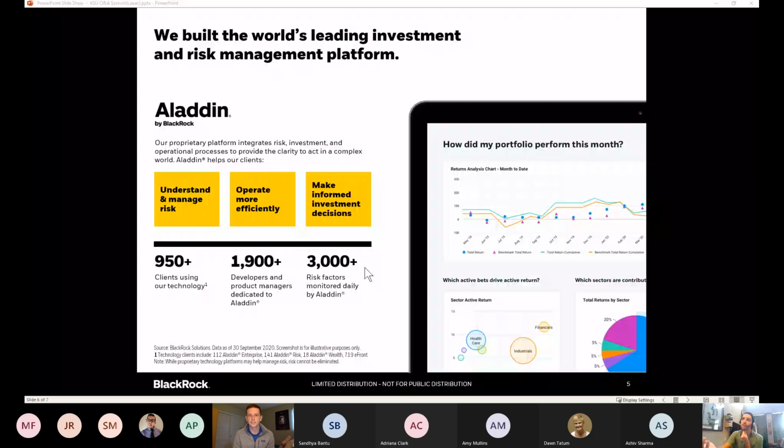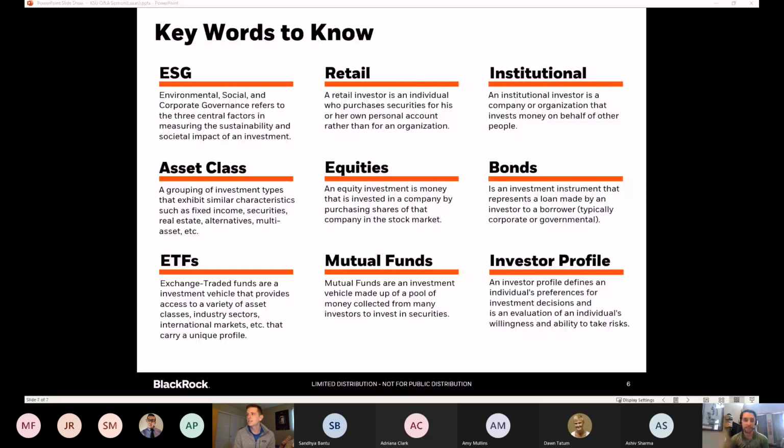When you're looking at a challenge, there are going to be words that you're maybe not familiar with. I can say I was not familiar with this terminology at all until I started working here. But ESG, it's the social good piece: environmental, social, and corporate governance, and that refers to central factors of measuring the impact of not only an investment, but the impact of an organization, the impact of an individual. So you'll see ESG a lot.